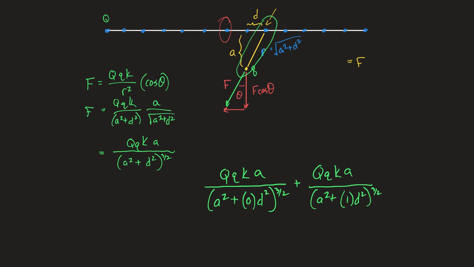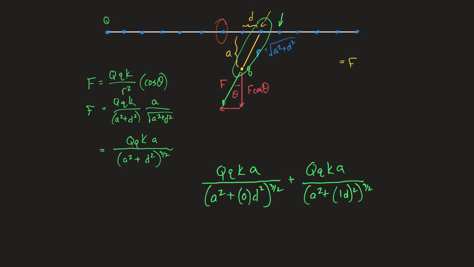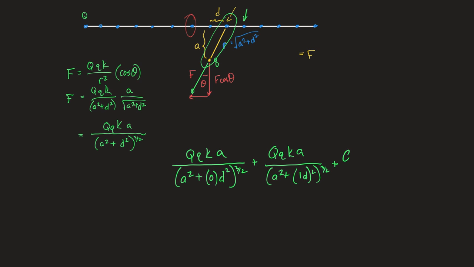And I would probably also have to, even though I haven't done this yet, I'd probably also have to realize that it's 1d quantity squared, because I'm going to go to the next charge, which is 2d away, and that whole quantity is probably going to need to be squared for it to work out. And that's what I would do. So now I look at this particle, and there would be Q, q, K over a squared plus 2d squared to the 3/2 power.